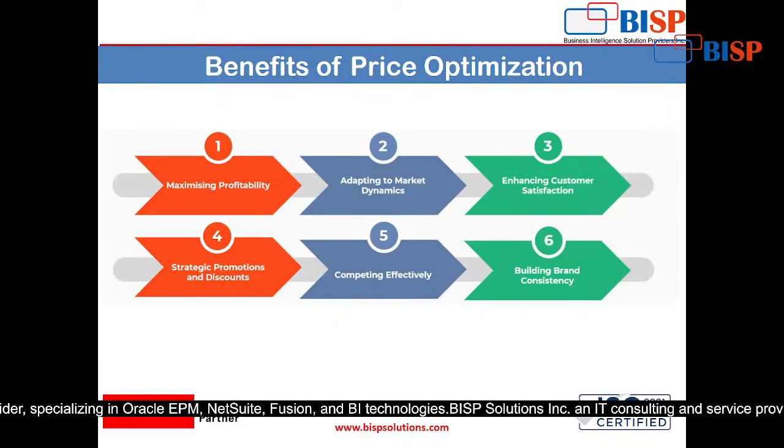Look at this. Benefits of price optimization. The benefit is maximizing profitability. As I told you, our main target is to optimize the pricing to gain maximum profit, and adapting to market dynamics. Then enhancing customer satisfaction, because we don't want to lose our customers, right? Decreasing the price for a few customers and increasing the price for a few customers will balance both, and you can retain both kinds of customers.